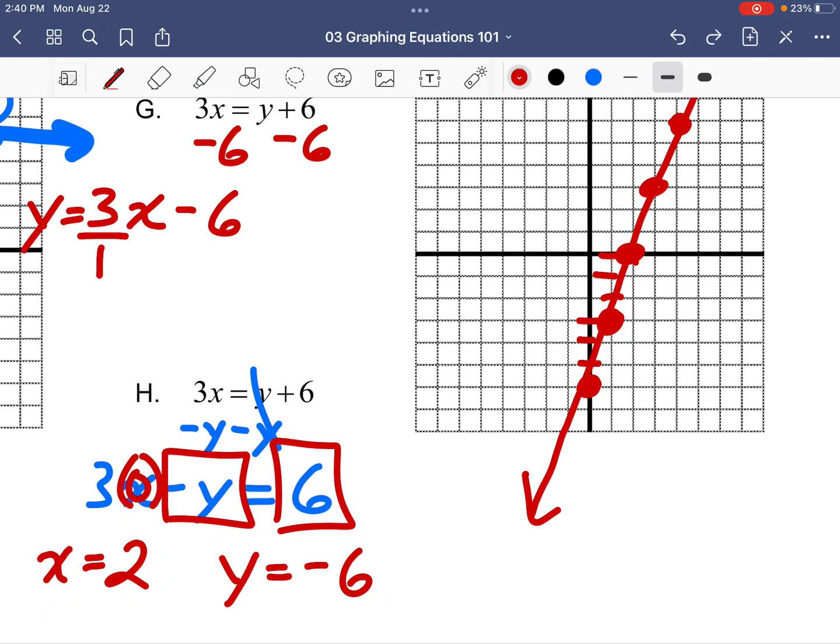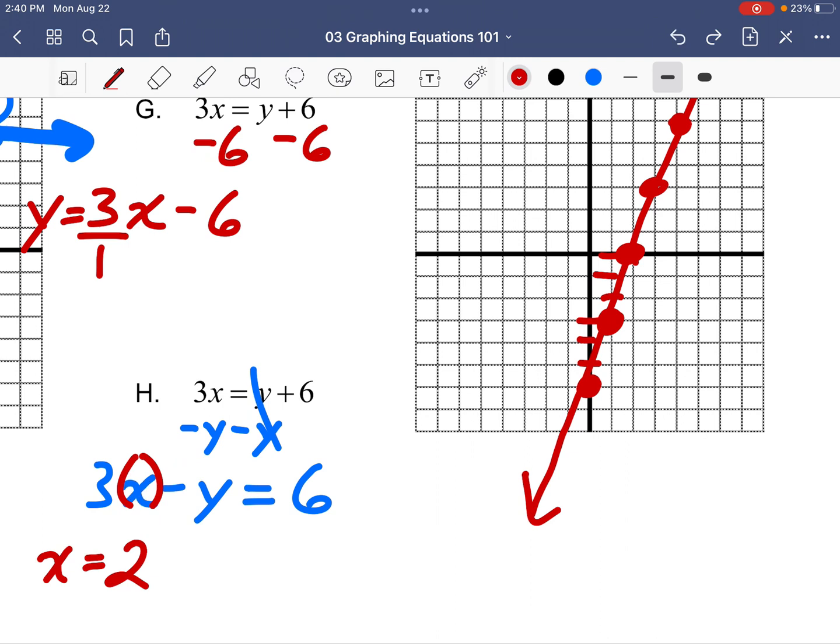And I just realized that I did that in red. I kind of wanted to do it in blue. So let me just switch that. I get x equals 2. I get y equals -6.